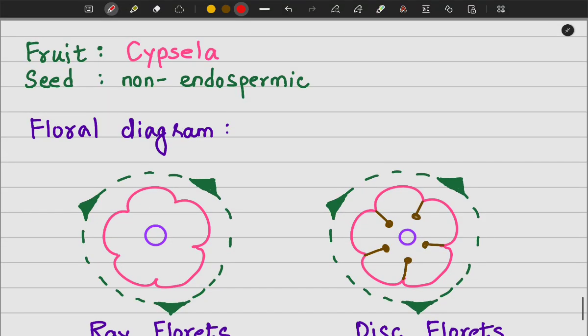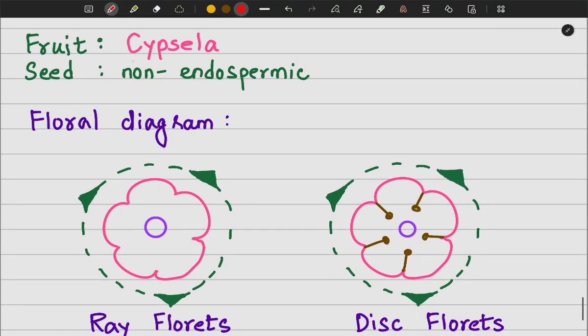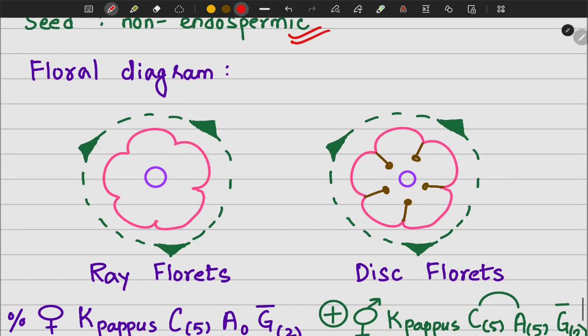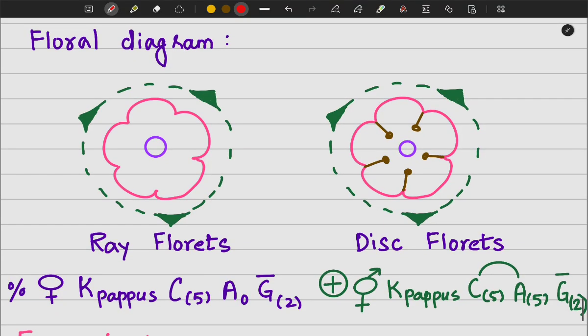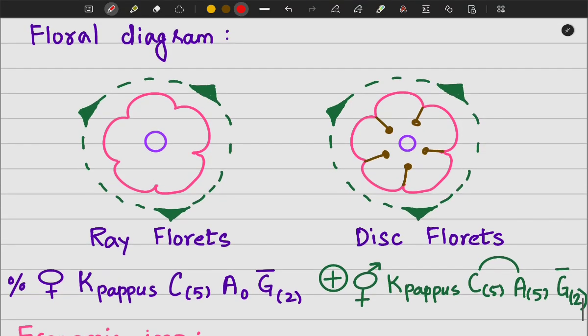Now, the fruit of this family is called cypsela. So all these new terms and the unique characters that we are studying in this family are really important. So please remember them. Fruits of this family are called cypsela, and the seeds are non-endospermic as the plants are dicots. Right? Now let us look at the floral diagram for ray florets and disc florets.